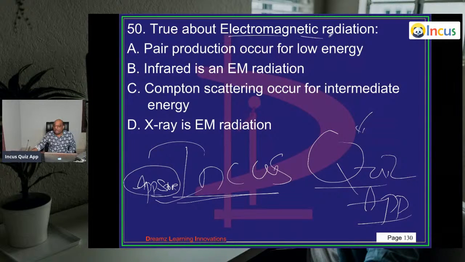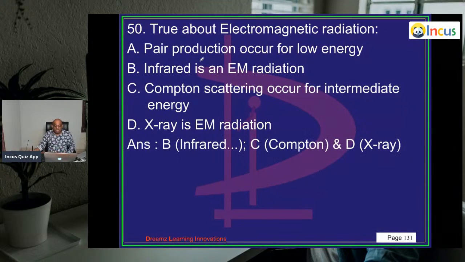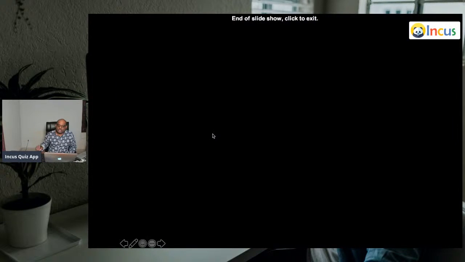So electromagnetic radiation. Infrared is an electromagnetic radiation. Quantum scattering occurs for the intermediate energy. X-ray is the electromagnetic radiation. So you have to be very sure about it.